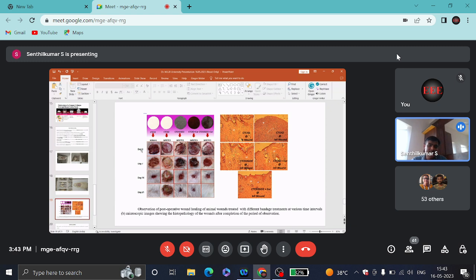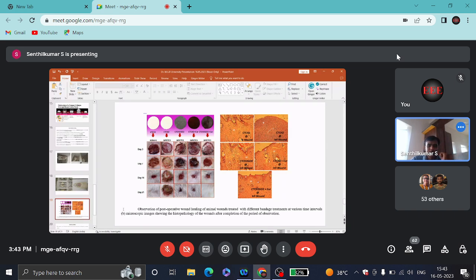On day 3 you can see this figure. Day 1 you can see, and by day 14 you can see the wounds gradually reducing. After 21 days, all gone. This is the process of wound healing.